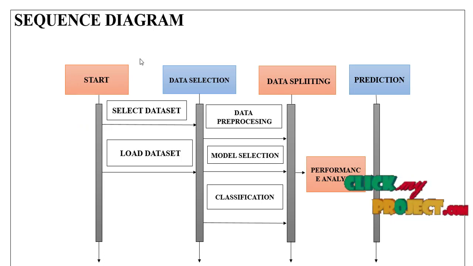And this is a sequence diagram. Start the program and select dataset, load dataset, and data selection, and then data pre-processing. Here label encoding and the missing zero values, and then model selection, and then classification. Here we use the CNN, and data splitting, performance analysis. Finally we have to predict what the poses are.